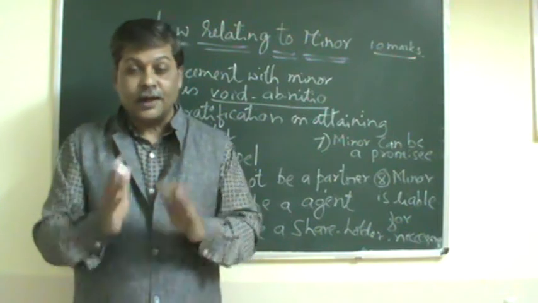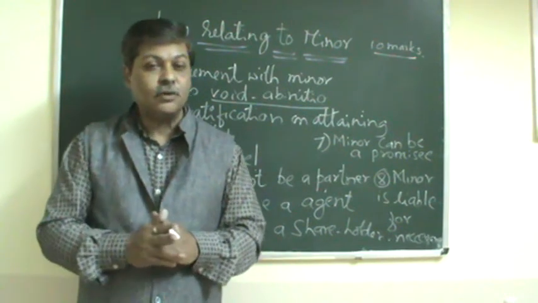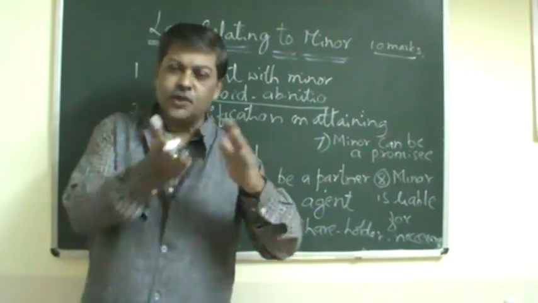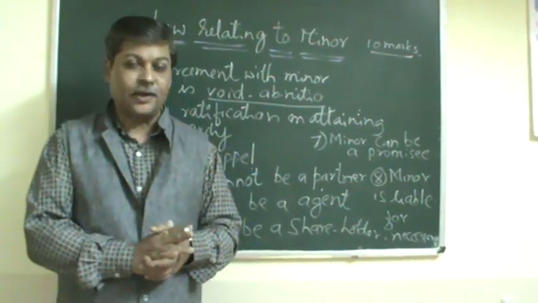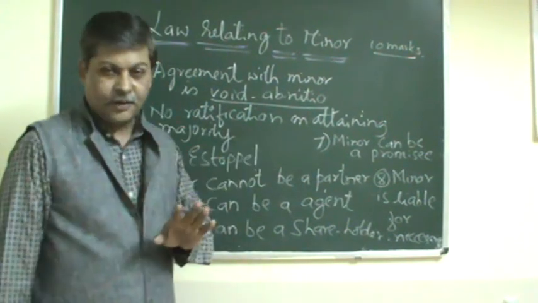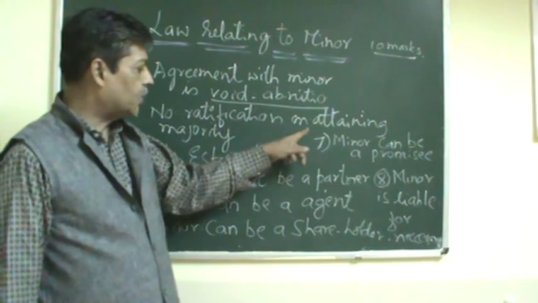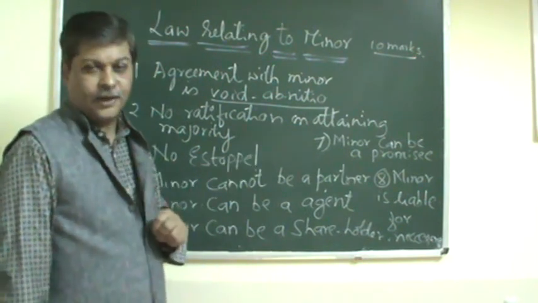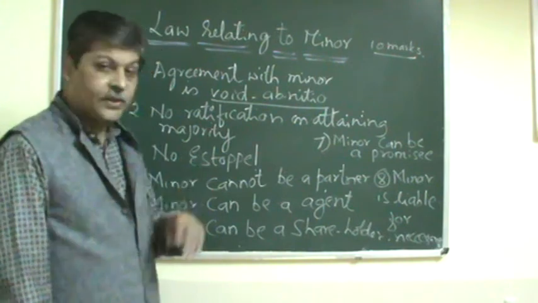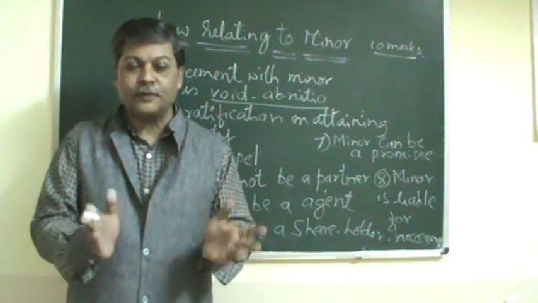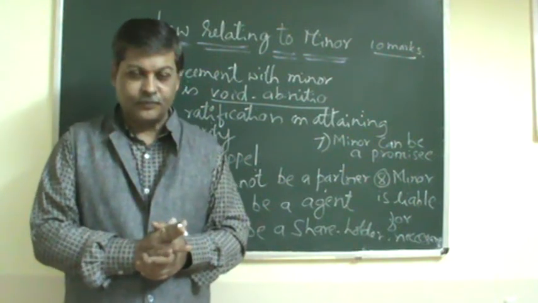You cannot ratify it. So on attaining the age of majority, you cannot ratify any acts which have been done during the minority. That a minor cannot do. So no ratification is applicable. No ratification on attaining the majority. This is the second important thing to be remembered. Next, no estoppel. Estoppel is one of the doctrines we have in law.